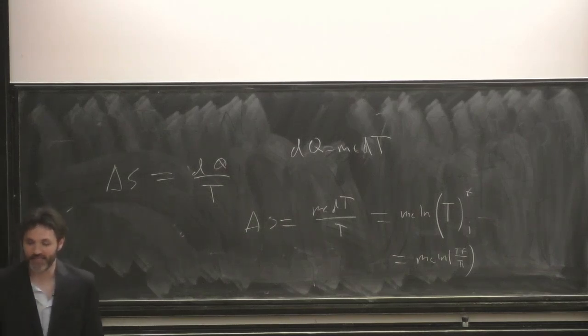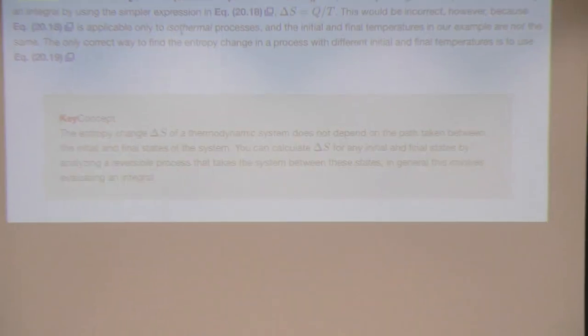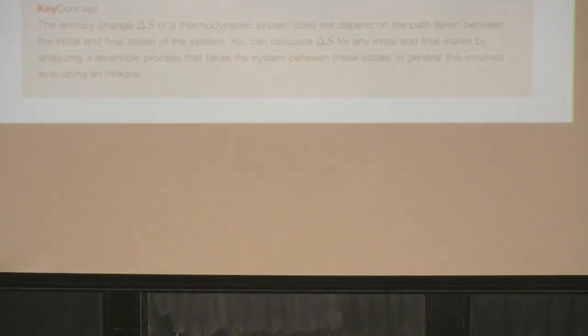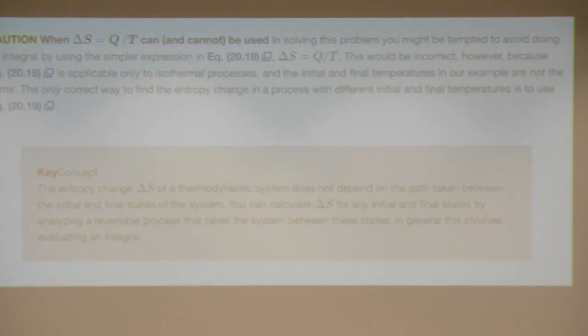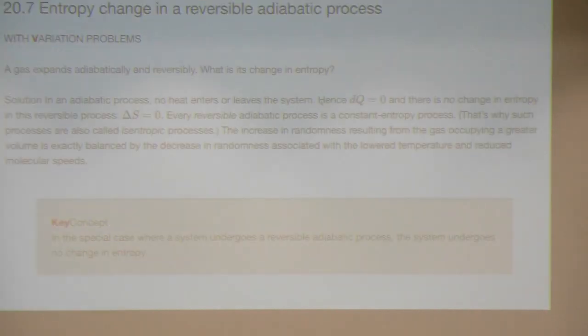So, there's a little caveat here. When delta S is equal to Q over T can and cannot be used. You might be tempted to avoid doing an integral by using the simpler expression, but this would be incorrect because it's only applicable for an isothermal process, and here the initial and final temperatures are not the same. The only correct way to calculate the change in entropy is to use the different initial and final temperatures. We can't use it this way. We have to calculate the differential dQ first, and then we can get the right answer.